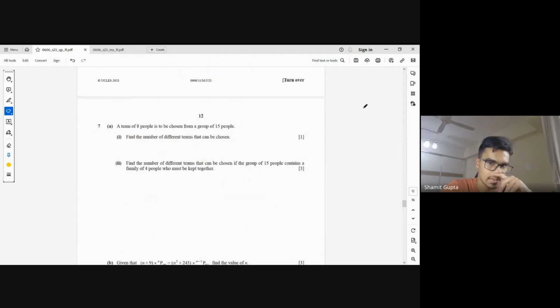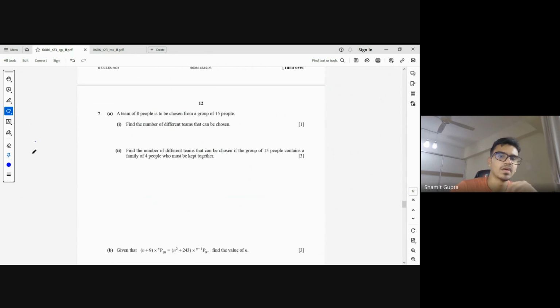It'll be tough. Permutations and combinations. Okay, this one is a little bit scary. A team of 8 people is to be chosen from a group of 15 people. Find the number of different teams that can be chosen. Okay, is this permutation or combination? Number of different teams which will be chosen. So I don't think the order matters.